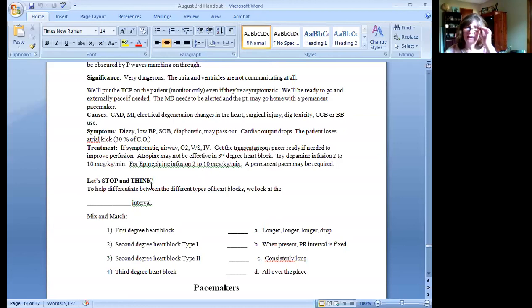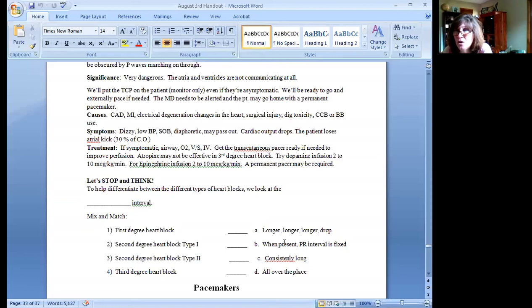So let's stop and think. To help differentiate between the different types of heart blocks, we look at the PR interval. In first degree heart block, that is C, consistently long. So put a little number 1 there. Second degree heart block type 1, that's your Wenckebach. Longer, longer, longer, drop. Oh my God, Wenckebach. So that's A. The PR interval gets longer, longer, longer, and you drop a QRS. Number 3, second degree heart block type 2, Mobitz 2.